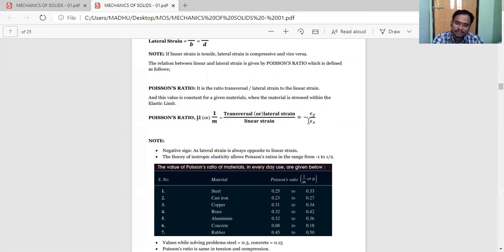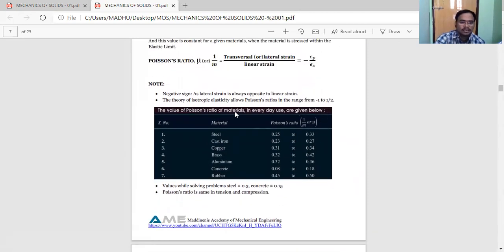So this is negative. Why is it negative? Because this Ex and Ey are both opposite. If one is increasing, the other one is decreasing. So this negative sign says that lateral strain is always opposite to linear strain, or linear strain is always opposite to lateral strain. That is the reason why we get a negative sign here. In the theory of isotropic elasticity, Poisson's ratio is in the range from -1 to half.